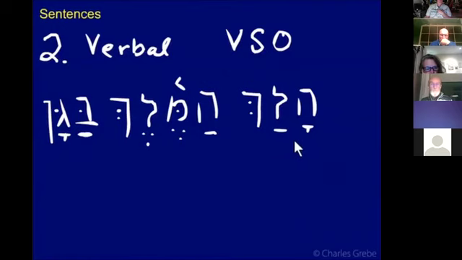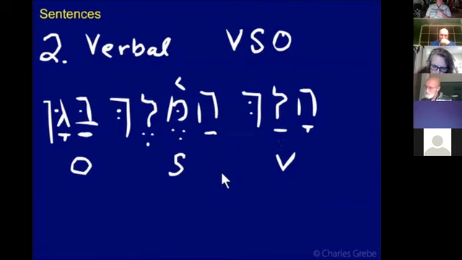So literally, he walked the king in the garden, but it doesn't mean that someone walked with the king or to the king. The subject is following. So we have V, S, O, generally, in Hebrew. Here's the verb, then look for the subject after it. In English, you would say, the king walked in the garden. It's important to keep that straight. Very basic thing.